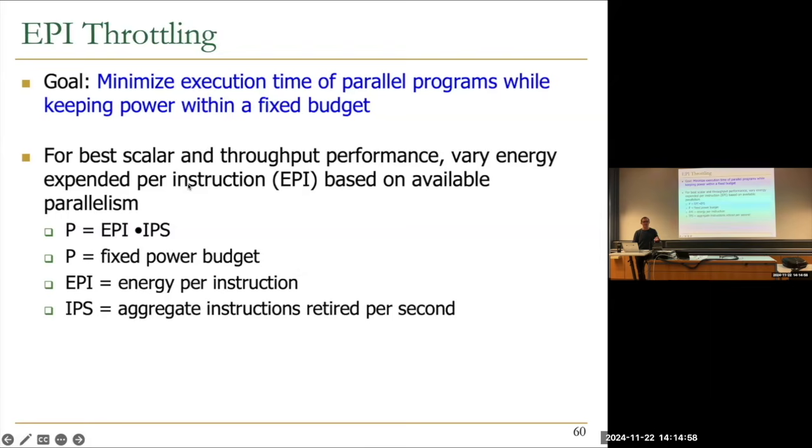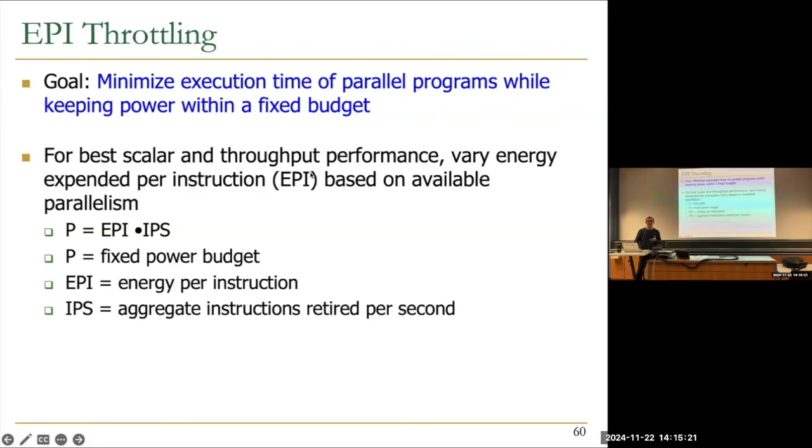And their observation is similar to what we have discussed earlier. You want the best scalar performance when you actually have a single thread. You want the best throughput performance when you have many threads. And there could be some intermediate points also. And the idea is, you normally have a fixed power budget. And what you can do is you can have a lever to play.